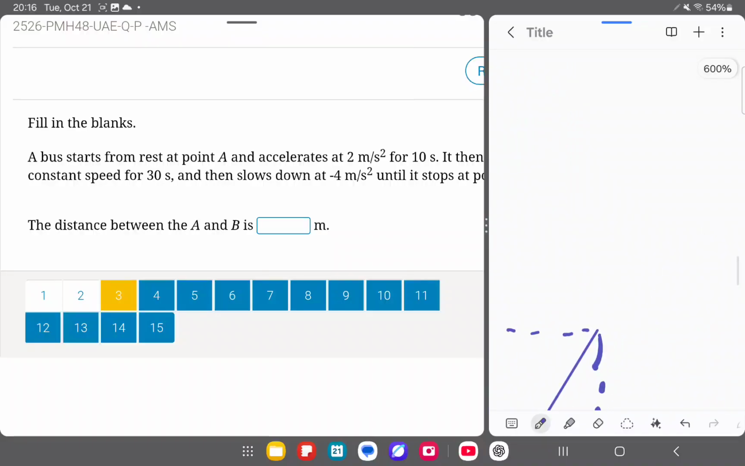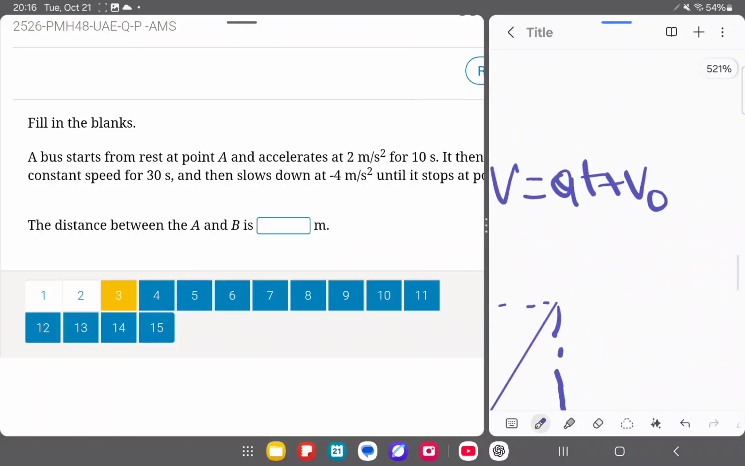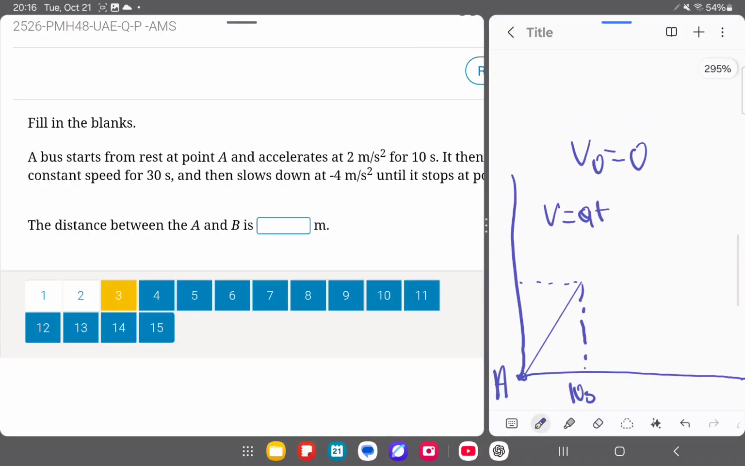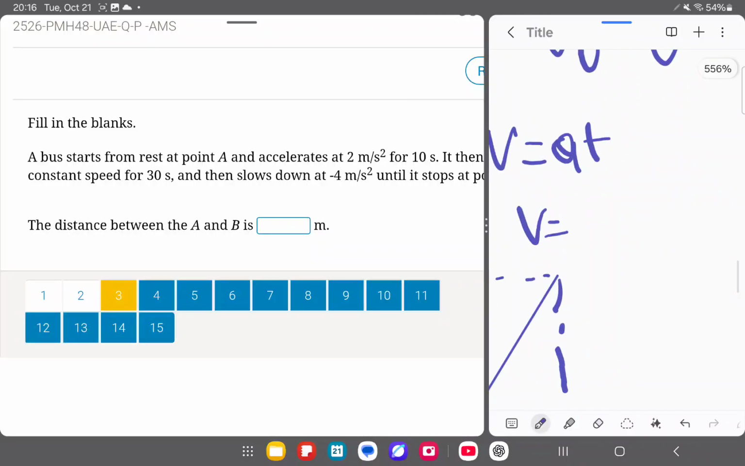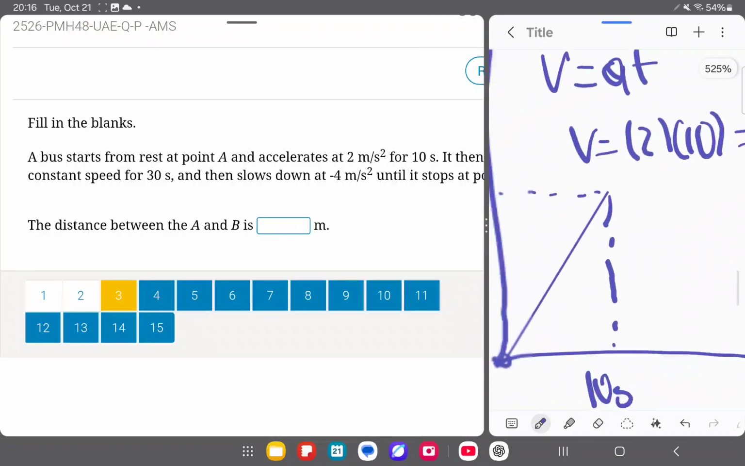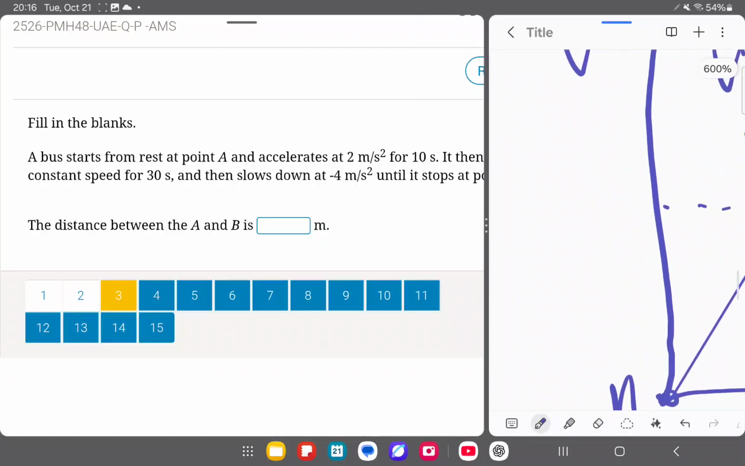To find the height, we should know that over here is V, and V is equal to AT plus V0. V0 is already equal to 0, as stated here. When it's at rest, V0 is equal to 0, so we can cancel this out and leave V equals AT. The acceleration is 2, and the time is 10. So velocity is equal to 20 meters per second. So our height is going to be 20 meters per second.